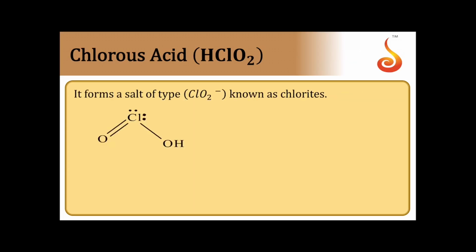Now let us see the structure. There is one double bond and one OH group, and the salts are known as chlorite salts.